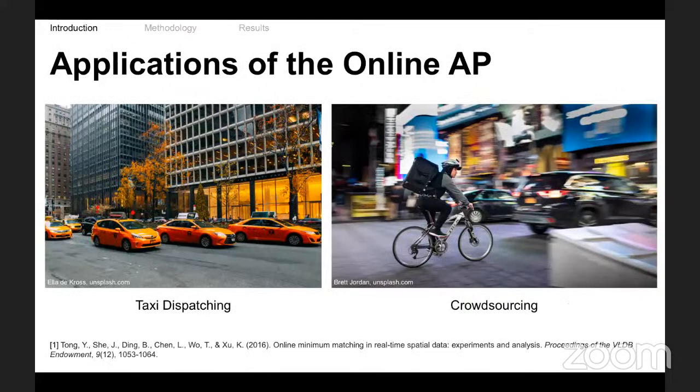Applications of the online assignment problem include taxi dispatching and crowdsourcing. Crowdsourcing is the practice of turning to a body of people to obtain needed knowledge, goods, or services, and taxi dispatching is an example of this. We can consider taxis and passengers as two disjoint sets, and the goal is to minimize the distance traveled by the car from its original location to where the passenger is. With this, it can also save resources such as time and money, and reduce carbon emissions.